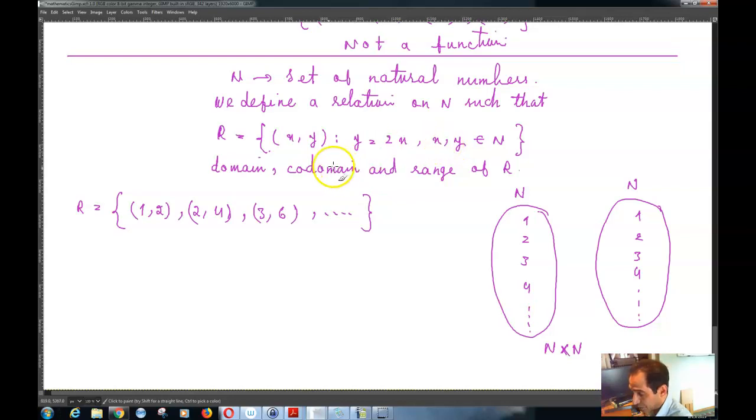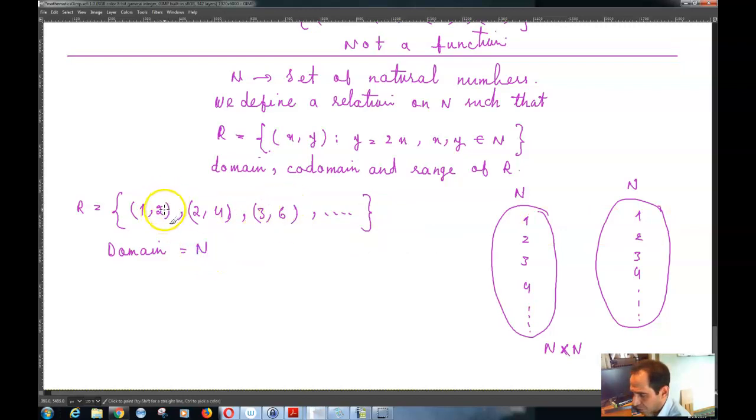Now, as you can see, the domain of this function is going to be 1, 2, 3, 4, all the way up to infinity. So your domain is basically the set of natural numbers.